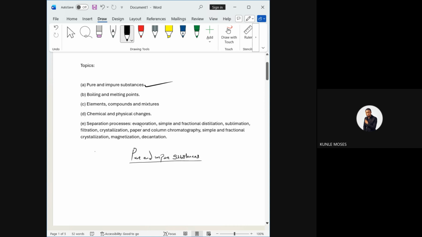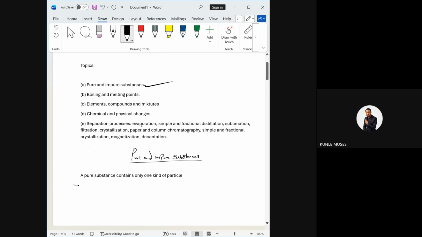When we talk about pure substances, it's just a kind of substance that contains only one kind of particle. It does not contain any other thing except one kind of particle. That is what a pure substance is. Let me just give you the notes. A pure substance contains, I want you to write it down, only one kind of particle. So that is what a pure substance is. Any substance that contains only one kind of particle is a pure substance.